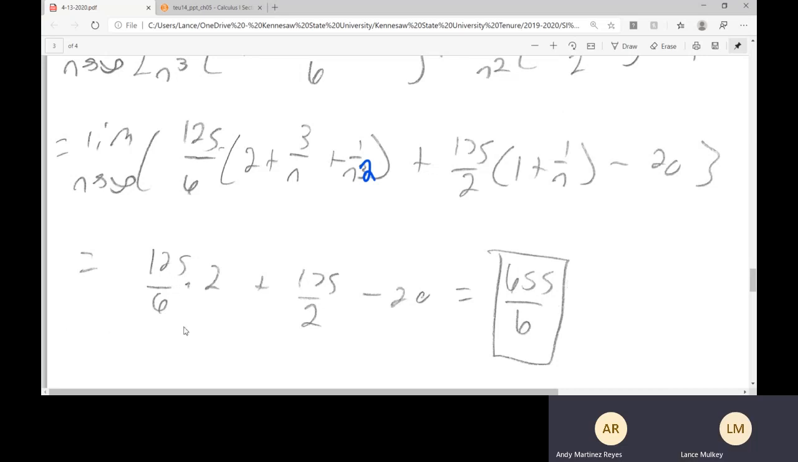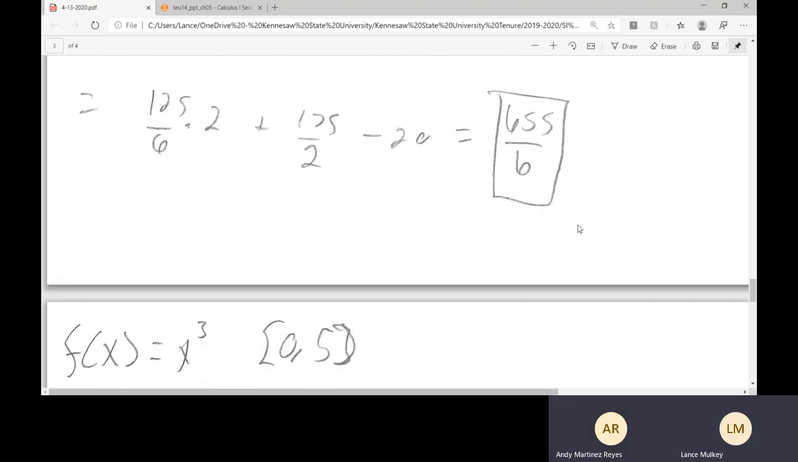Well, this will be 250 over 6, and you multiply this by 3 over 3. You multiply this by 6 over 6, and it gives you this answer. I plugged it in the calculator. Yeah. All right. Now, the coup de grace.